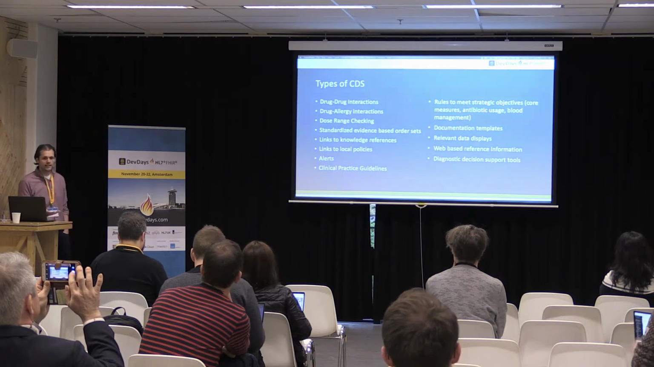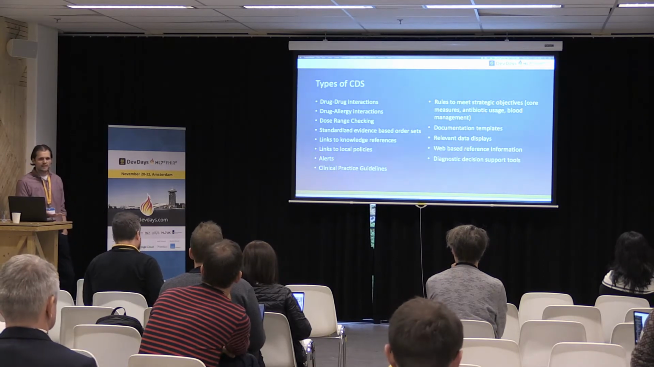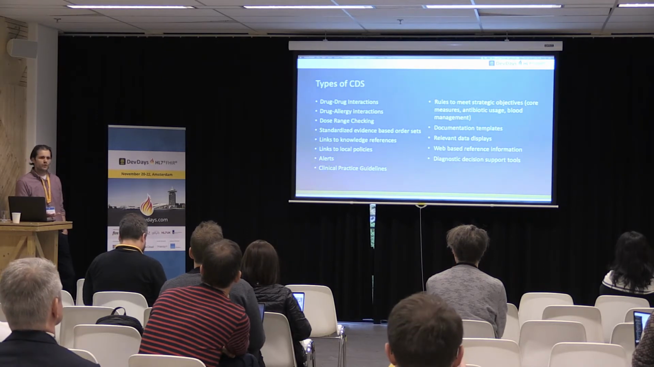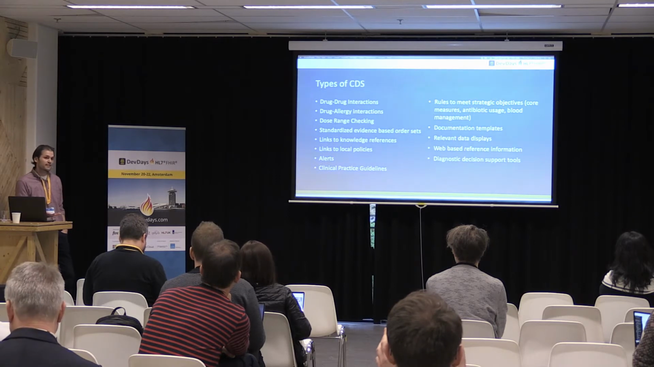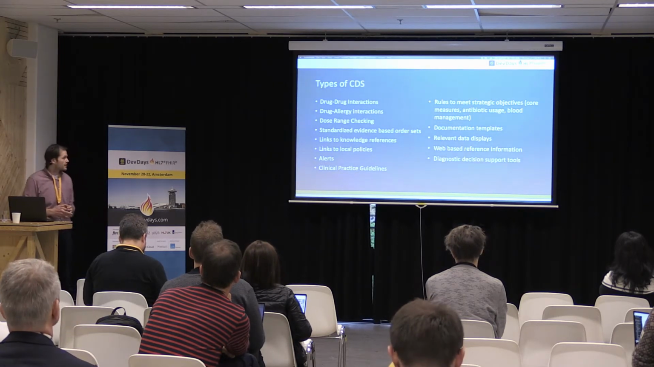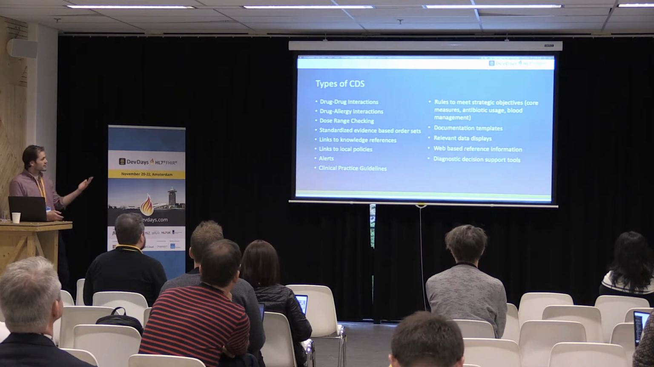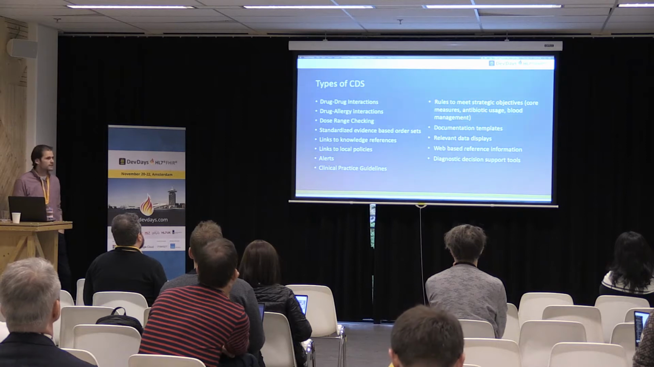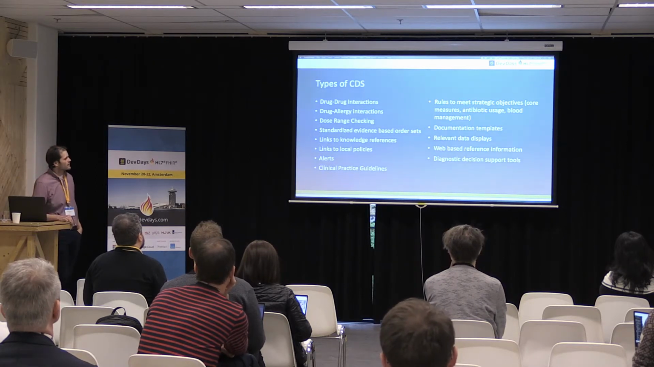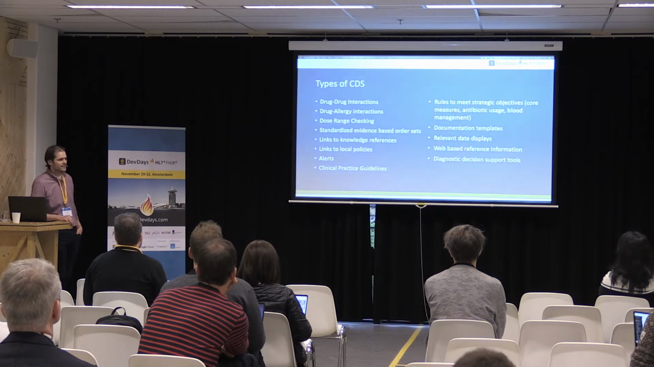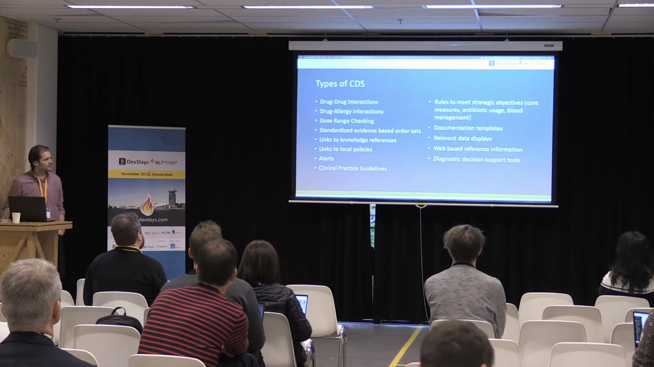You have dose range checking. This could be with the CDC opioid guidelines again. This would be for the morphine milligram equivalency to make sure it falls within a certain range of best practice. We have standardized evidence order sets, links to knowledge references, links to local policies, alerts, documentation templates, and it goes on and on. This isn't an exhaustive list, just an example of a few things CDS can tackle.